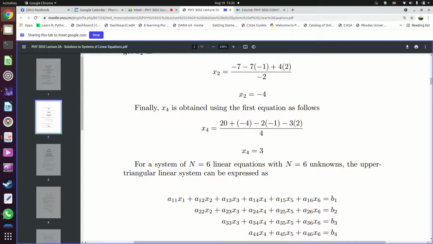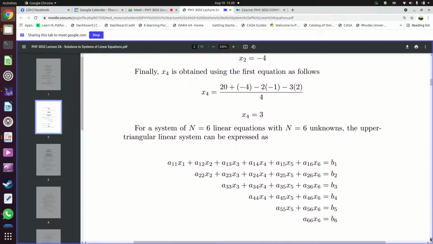Here, as you can see, we have created a generic system of linear equations. In this system, we have got 6 linear equations, and in these 6 linear equations, we have got 6 unknowns. So if you've got 6 unknowns, you need to have 6 linear equations. The first one is a11 x1 plus a12 x2 plus a13 x3 plus a14 x4 plus a15 x5 plus a16 x6 equals b1.